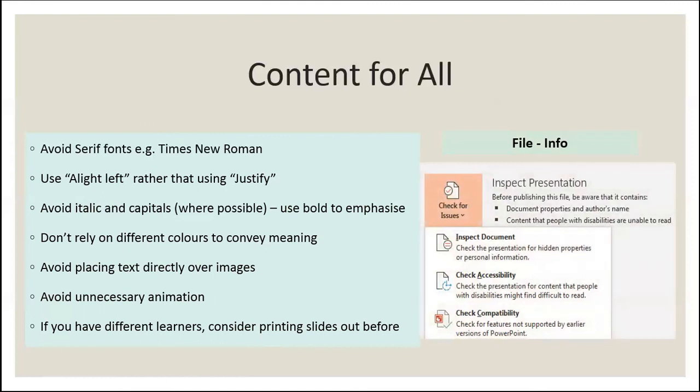So one way to do this as well, if you're using PowerPoint, when you go on your PowerPoint screen, where you're actually making the slides, is to click onto File and then Info. It brings up this little box where it says check for issues, and you can inspect the document for hidden properties. You can check for accessibility. So go for the accessibility one, click on that and see what PowerPoint thinks are areas you might need to look at to improve it. So this is available on PowerPoint itself.